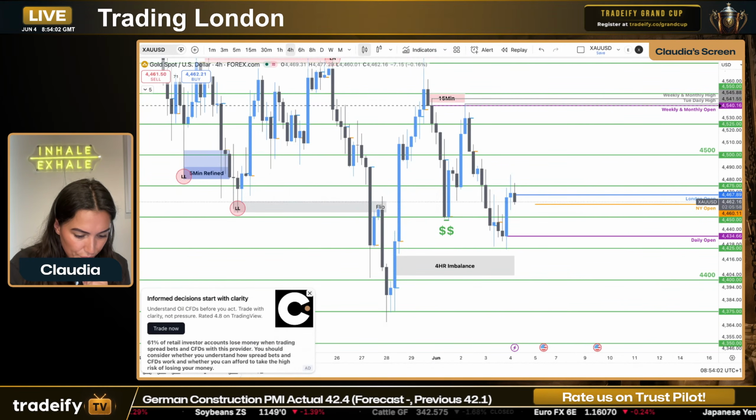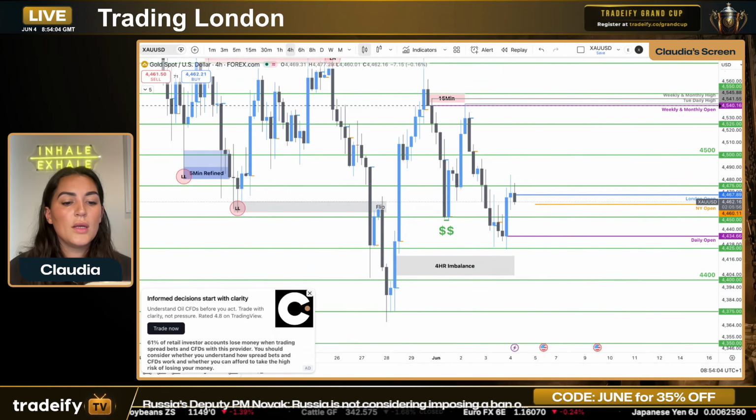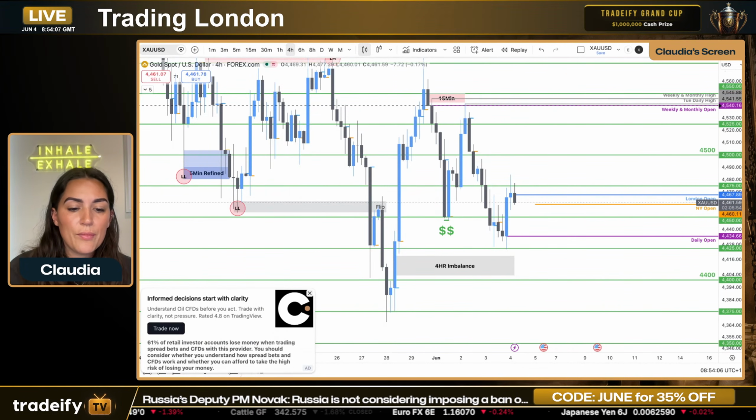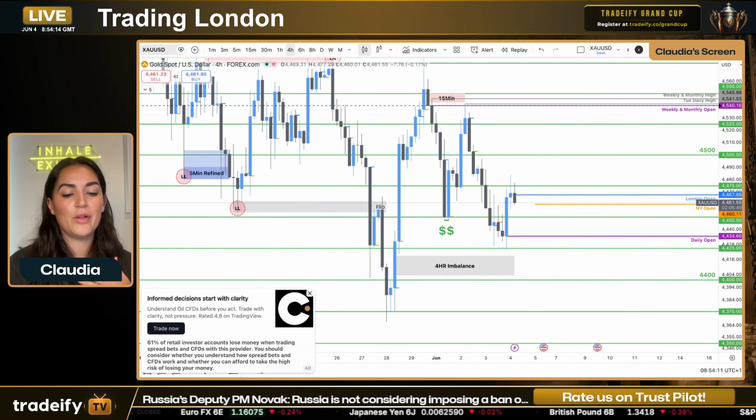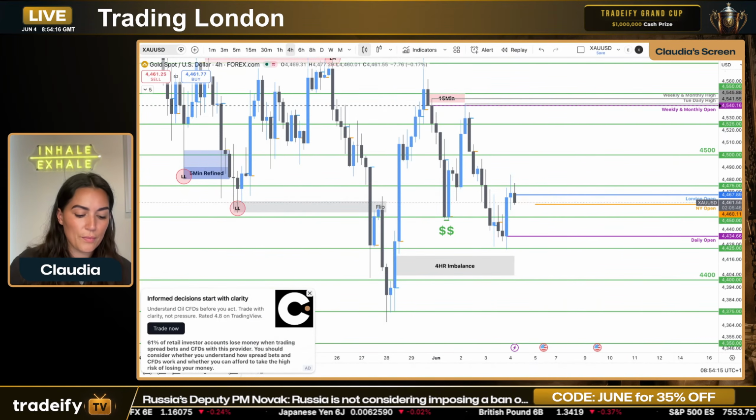Let's see. G-Star says, how to manage a $2,000 loss limit? How long do you take to pass an account? Okay, there's a couple of questions here, so let me just answer them one by one.